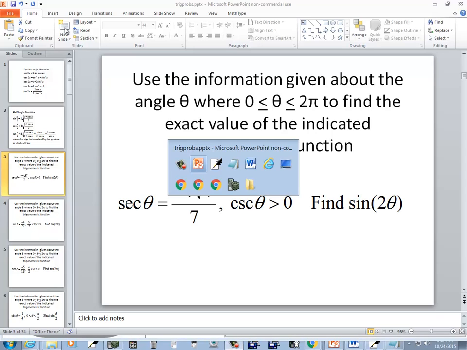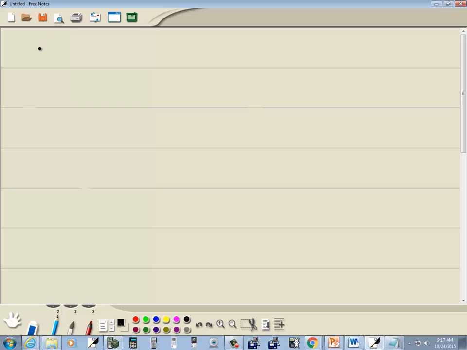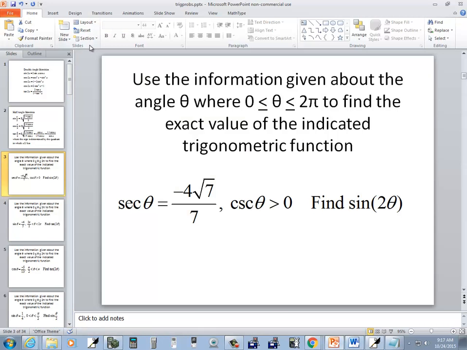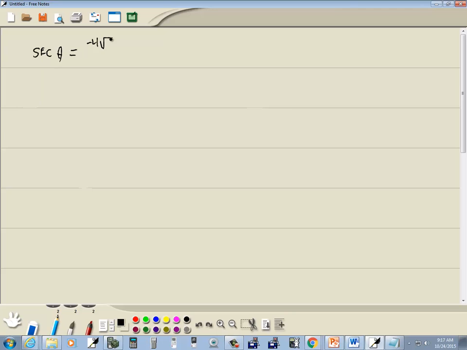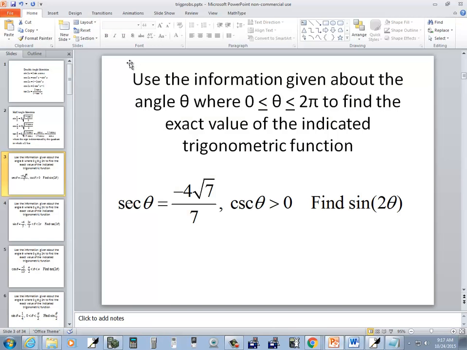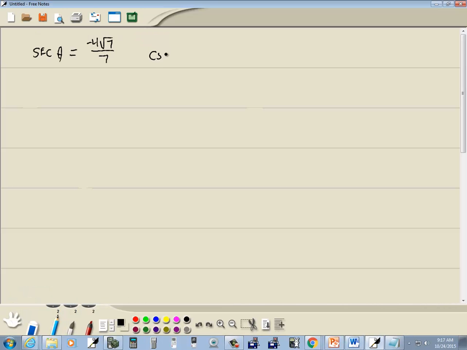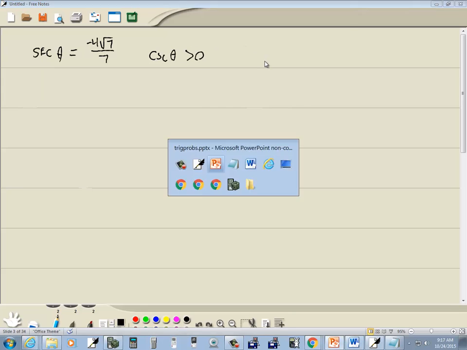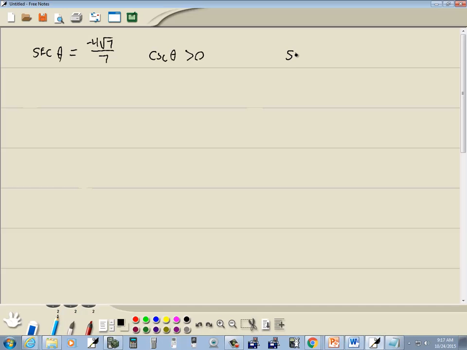Let's take a look at this problem. We got secant theta is equal to negative 4 square root of 7 over 7. And it tells us cosecant theta is greater than 0 and wants us to find sine 2 theta.